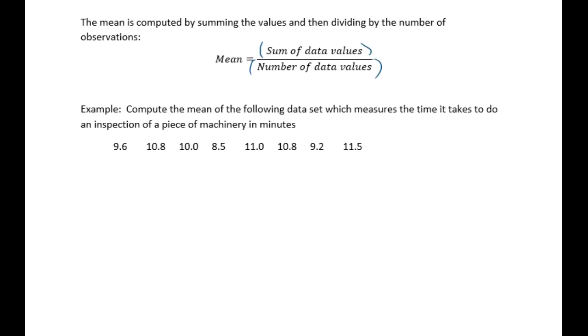So here's our example. Compute the mean of the following data, which measures the time it takes to do an inspection of a piece of machinery in minutes. So our formula is above. So we have the mean is the sum over the number. So sum means add them all up. So we're going to do 9.6 plus 10.8 plus 10.0 plus 8.5, etc., etc. So add them all up.